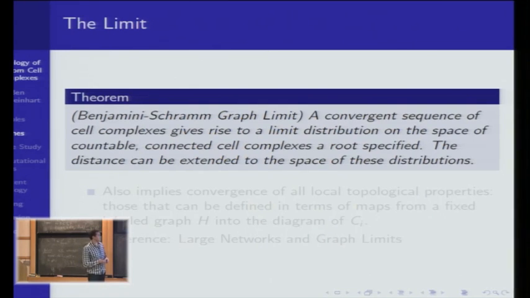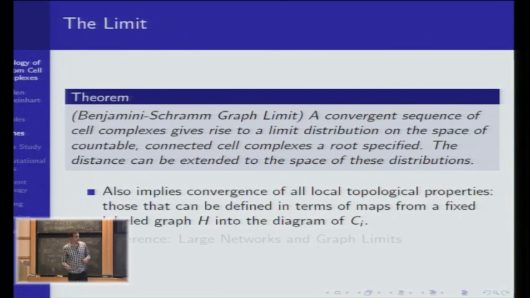And furthermore, this distance can be extended to the space of these distributions. So talking about the convergence of a sequence of cell complexes to a probability distribution makes sense. And I hope to connect this to notions of universality coming up in physics and material science. Okay. And this convergence also implies that all local topological properties converge. All those that can be defined in terms of maps from a fixed graph into all of the cell complexes C_i. So for example, if you have grain growth, the number of grains with 5 neighbors is an example of a local topological property.